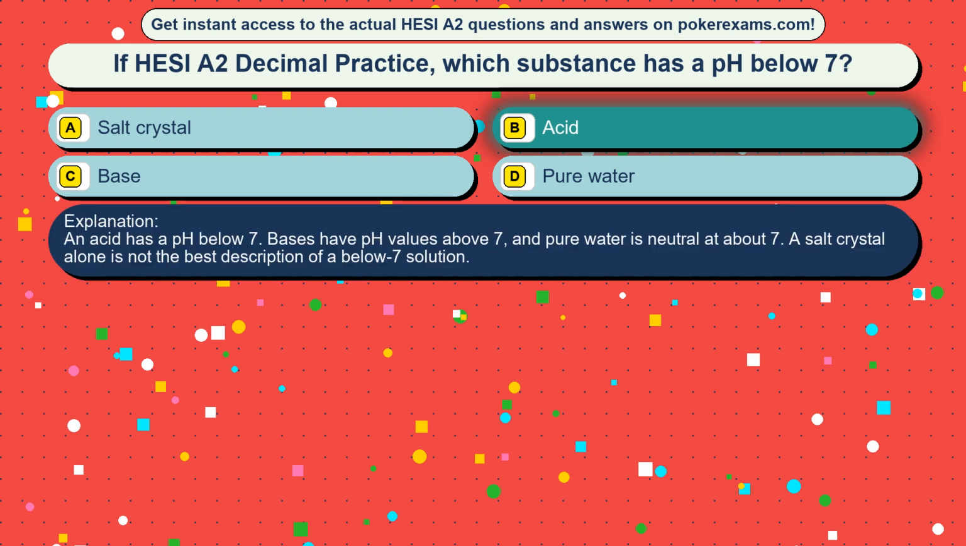An acid has a pH below 7. Bases have pH values above 7, and pure water is neutral at about 7. A salt crystal alone is not the best description of a below 7 solution.